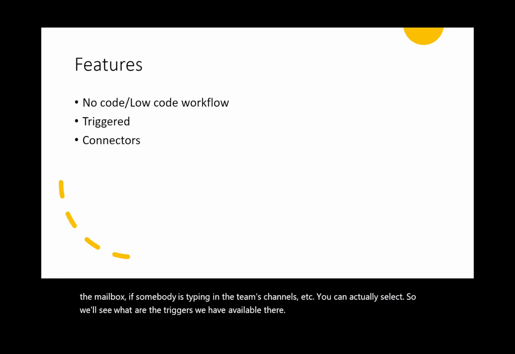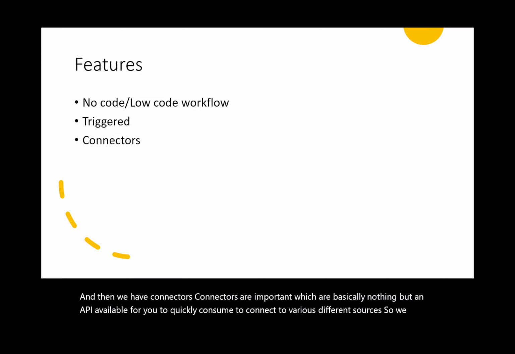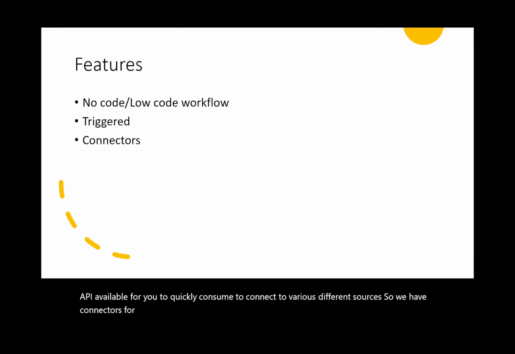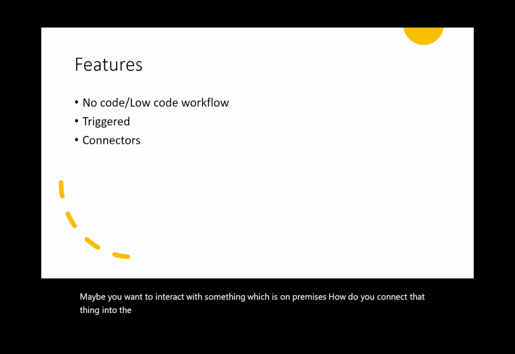And then we have connectors. Connectors are important, which are basically nothing but an API available for you to quickly consume to connect to various different sources. So we have connectors for databases, SAP, things like that, which is not part of, let's say, your own system. Maybe you want to interact with something which is on premises. How do you connect that thing into the Logic App workflow to validate certain activity?